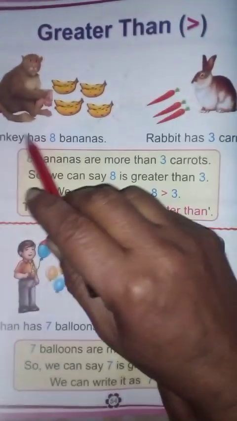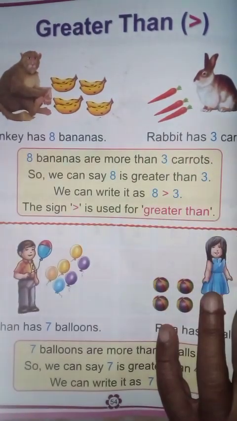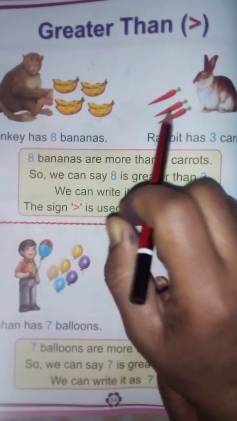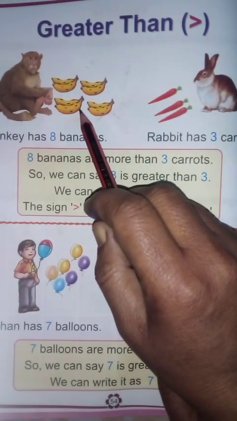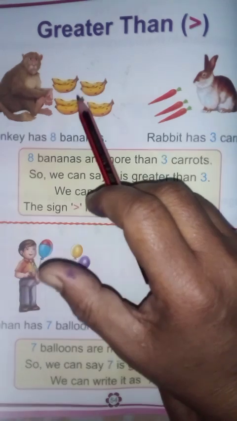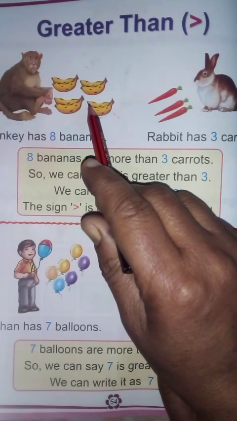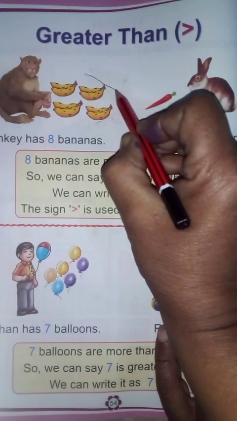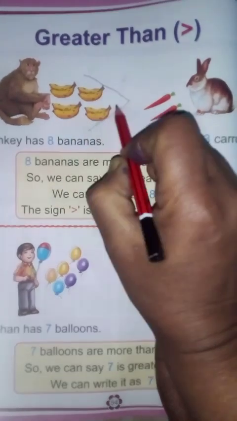See, this monkey is having 8 bananas, the rabbit is having 3 carrots. You ask your child, do you want 8 bananas or 3 carrots? He will say, I want 8 bananas only. We all have the tendency of having more. So he will say, I want 8. So then tell him to open his mouth and put all these bananas in his mouth.